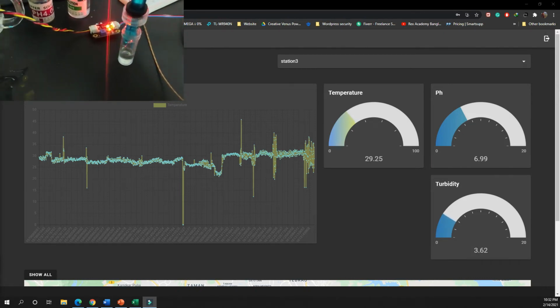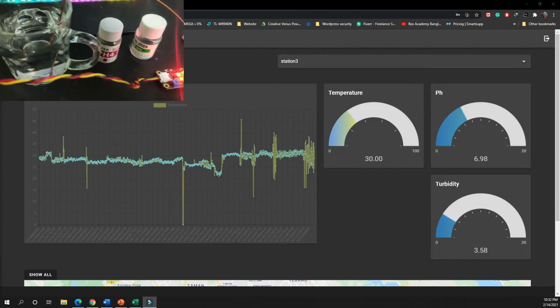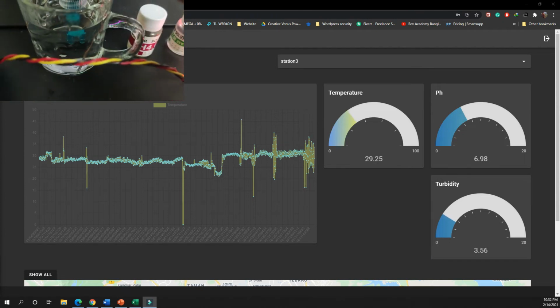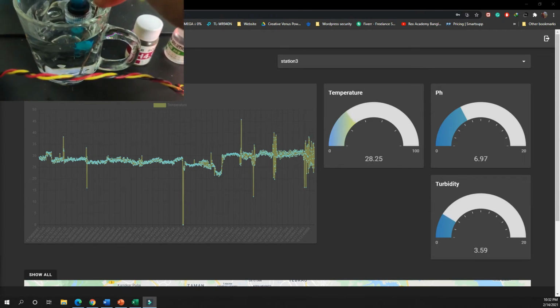Let us measure the pH of the water. We have to put it in the water for 1 minute.